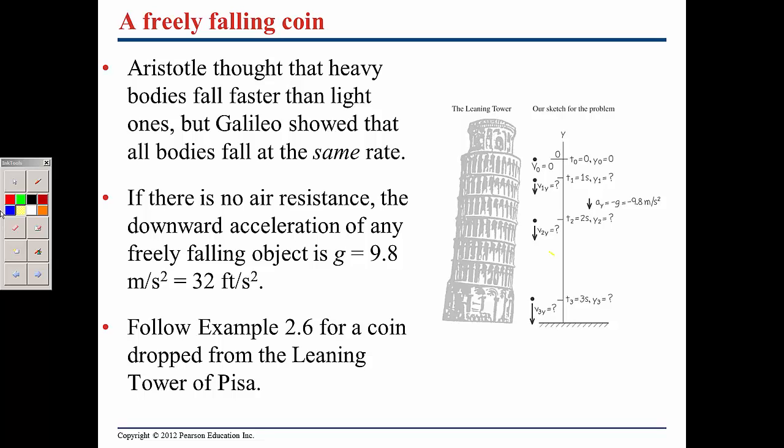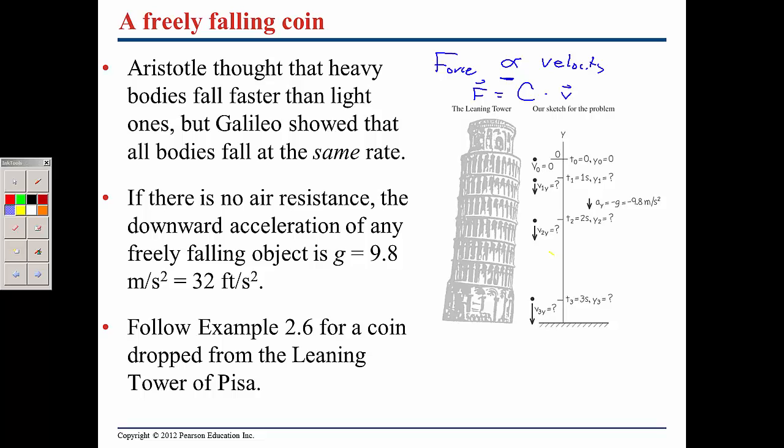Now, a little bit of history here. A long time ago, Aristotle thought that heavier objects would fall faster than light ones, and his theory was that force was proportional to velocity. This is the symbol for proportionality. It means force is equal to some constant times velocity.